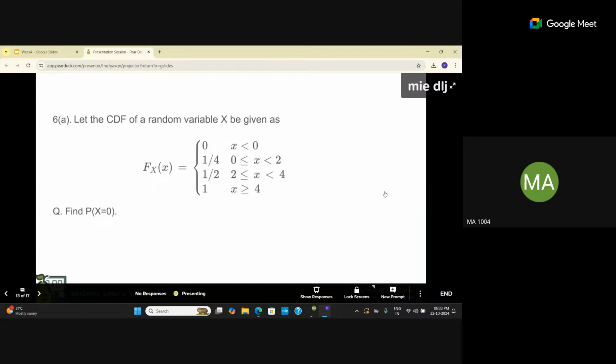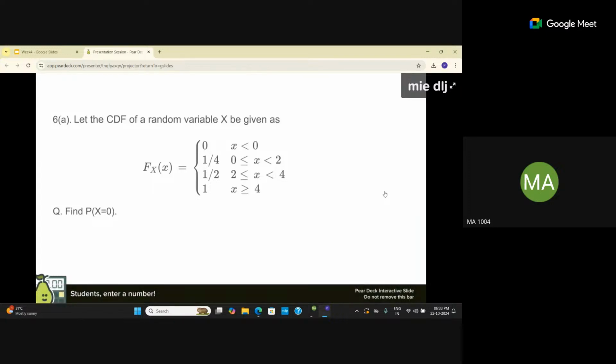Okay. Now the next question is, the CDF of a random variable x is given. You have to find the probability at x is equal to 0.